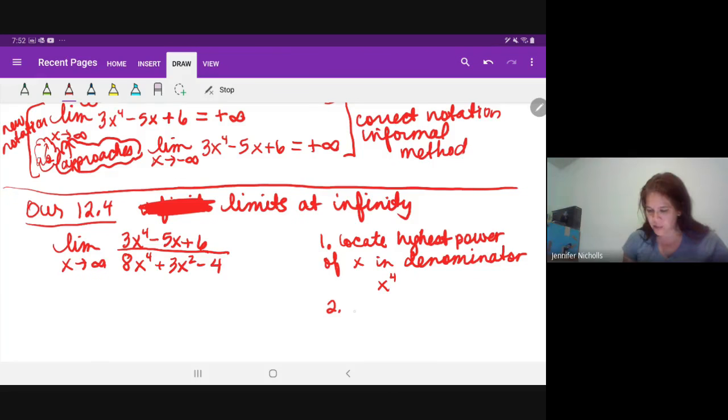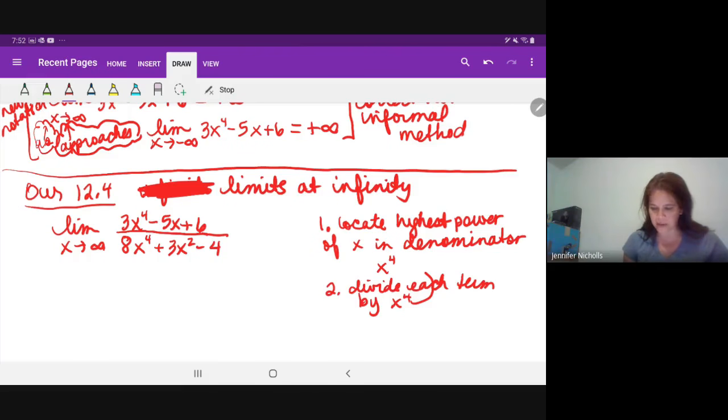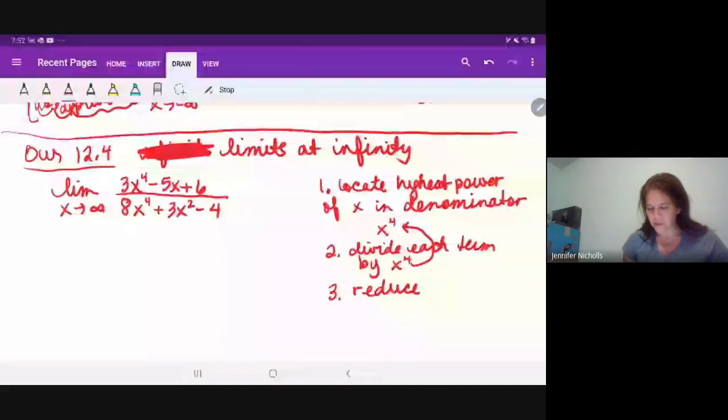Step 2, you're going to divide each term by x to the fourth, the highest power. Okay, so divide it by that. Then you're going to reduce, and I think of this in 3 steps, 2, 3, and 4.